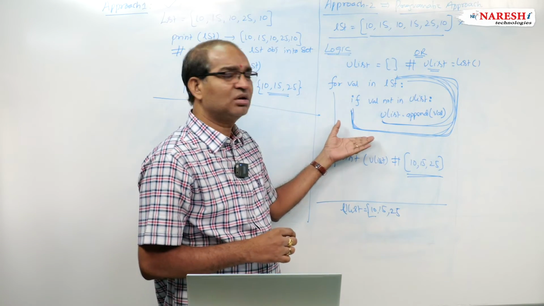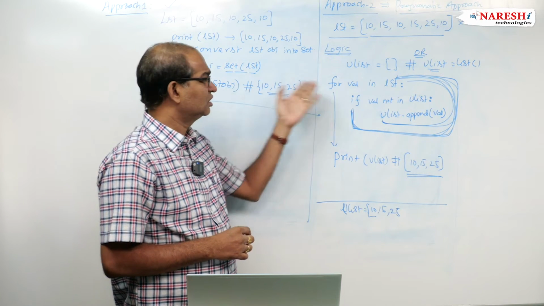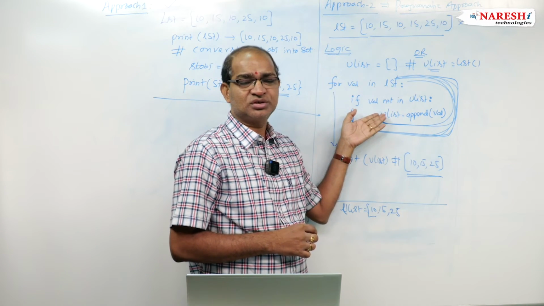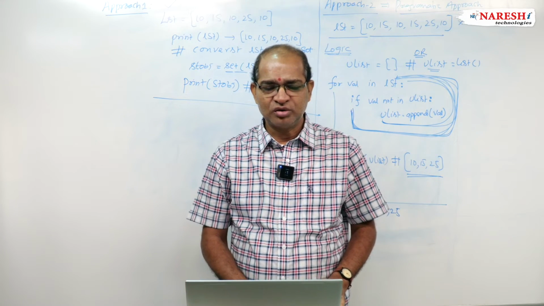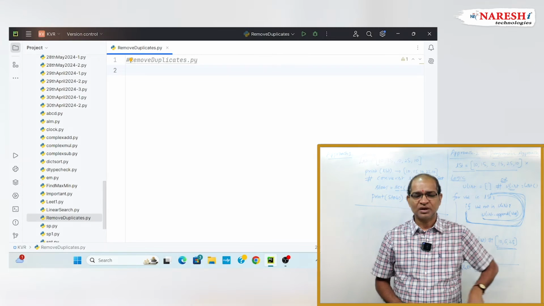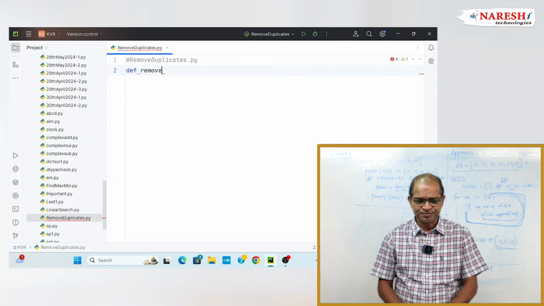So this is a logic development. Approach number 1 is by default using set conversion and approach 2 is logic based. So I'm explaining the function here, and I'm going to implement it practically. Let's take it here. def remove_duplicates.